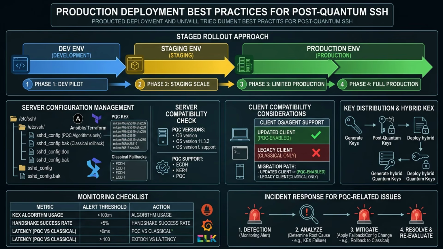Also update your SSH clients. Desktop machines, laptops, automation servers all need updates. Coordinated rollout prevents outages. Post-quantum SSH is production ready today, but plan the deployment carefully.